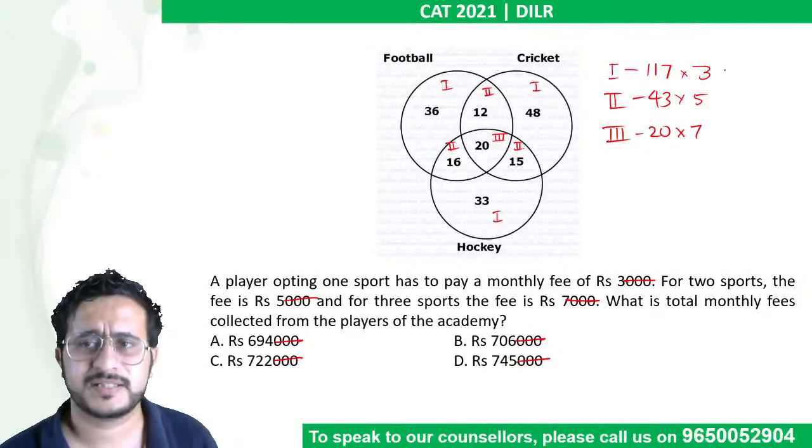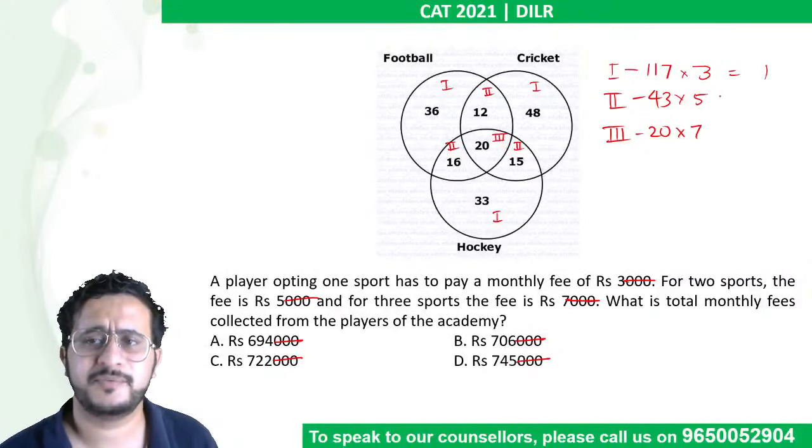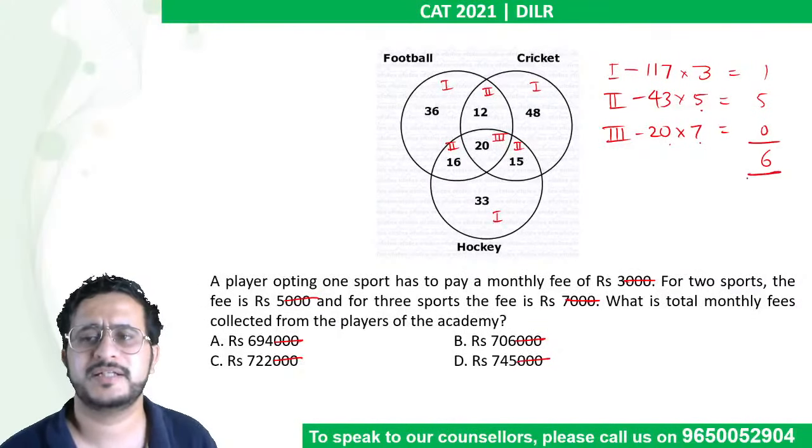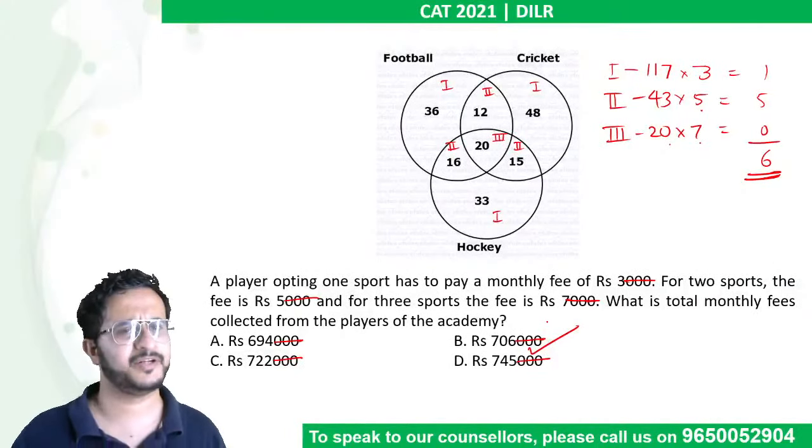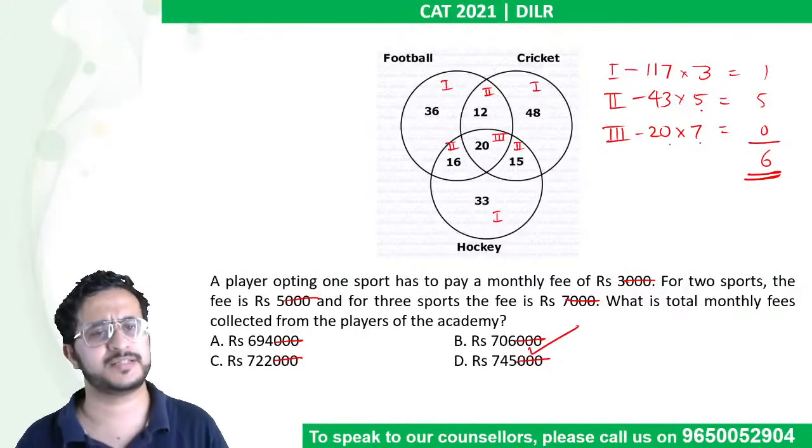Now see this, 7 into 3, the last digit will be 1; 3 into 5, the last digit will be 5; 0 into 7, the last digit will be 0. The last digit is 6. So this is my answer. I will not multiply, I will just use the last digit.